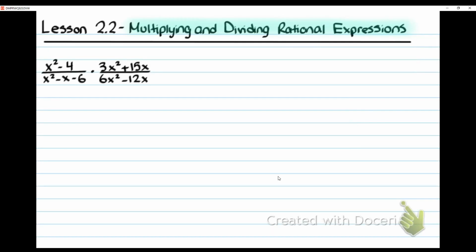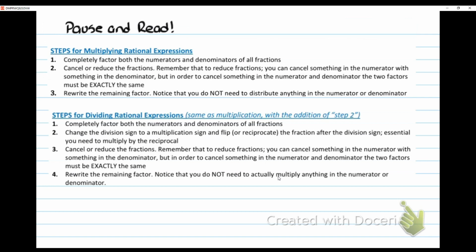So today we're going to be going over multiplying and dividing rational expressions. Our first question will be a multiplication question. I'm going to go to the next slide, which has the steps that we're going to use for multiplying and dividing. If you want, it might be helpful to just pause the video at this point and read this, or take a screenshot or take a picture with your phone, and then you could always come back to it later.